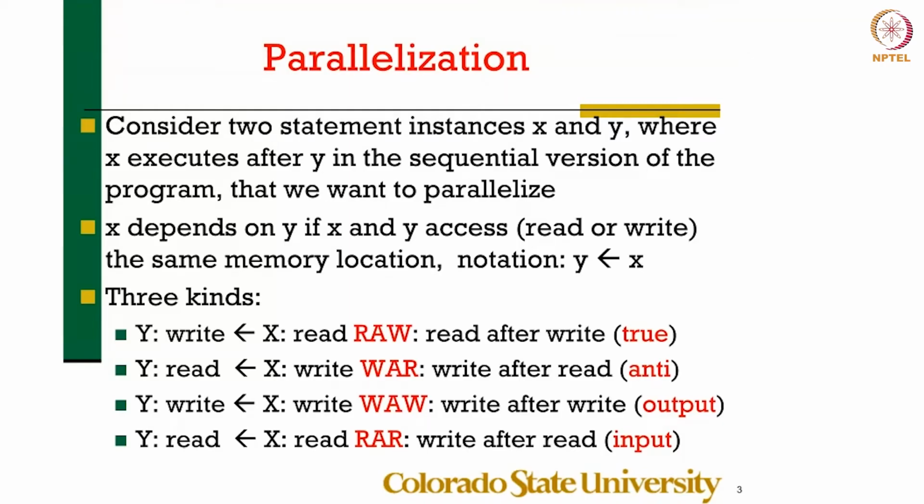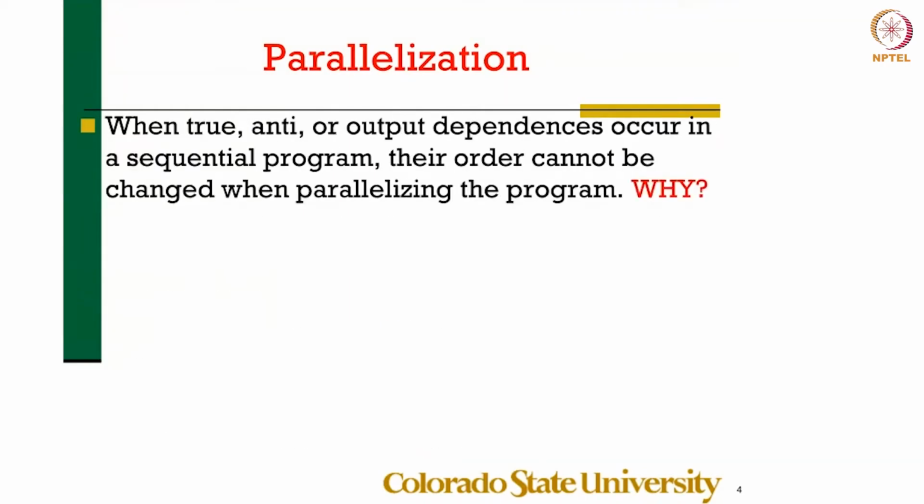So what changes when you want to parallelize, when you have a true, anti or output dependency in the program? That order cannot be changed when you parallelize, right? Any thoughts on why?